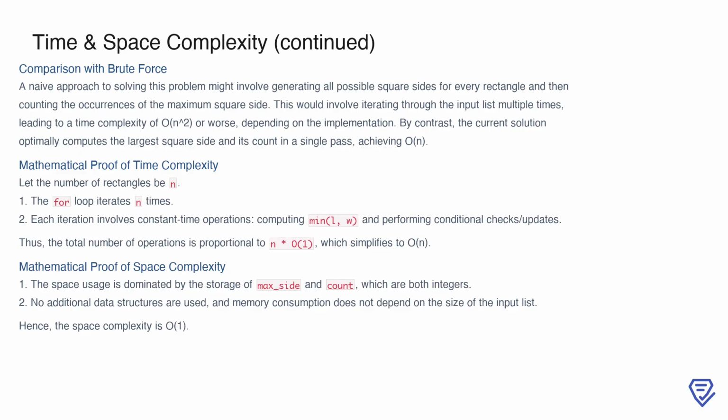single pass, achieving O(n). To prove the time complexity mathematically, consider that the for loop runs exactly n times, with each iteration involving constant time operations like computing min(l, w) and performing conditional checks. This leads to a total of n * O(1) operations, simplifying to O(n). For space complexity, the only additional memory used is for the two integer variables, max_side and count. The absence of auxiliary data structures ensures that memory usage remains constant, making the space complexity O(1).